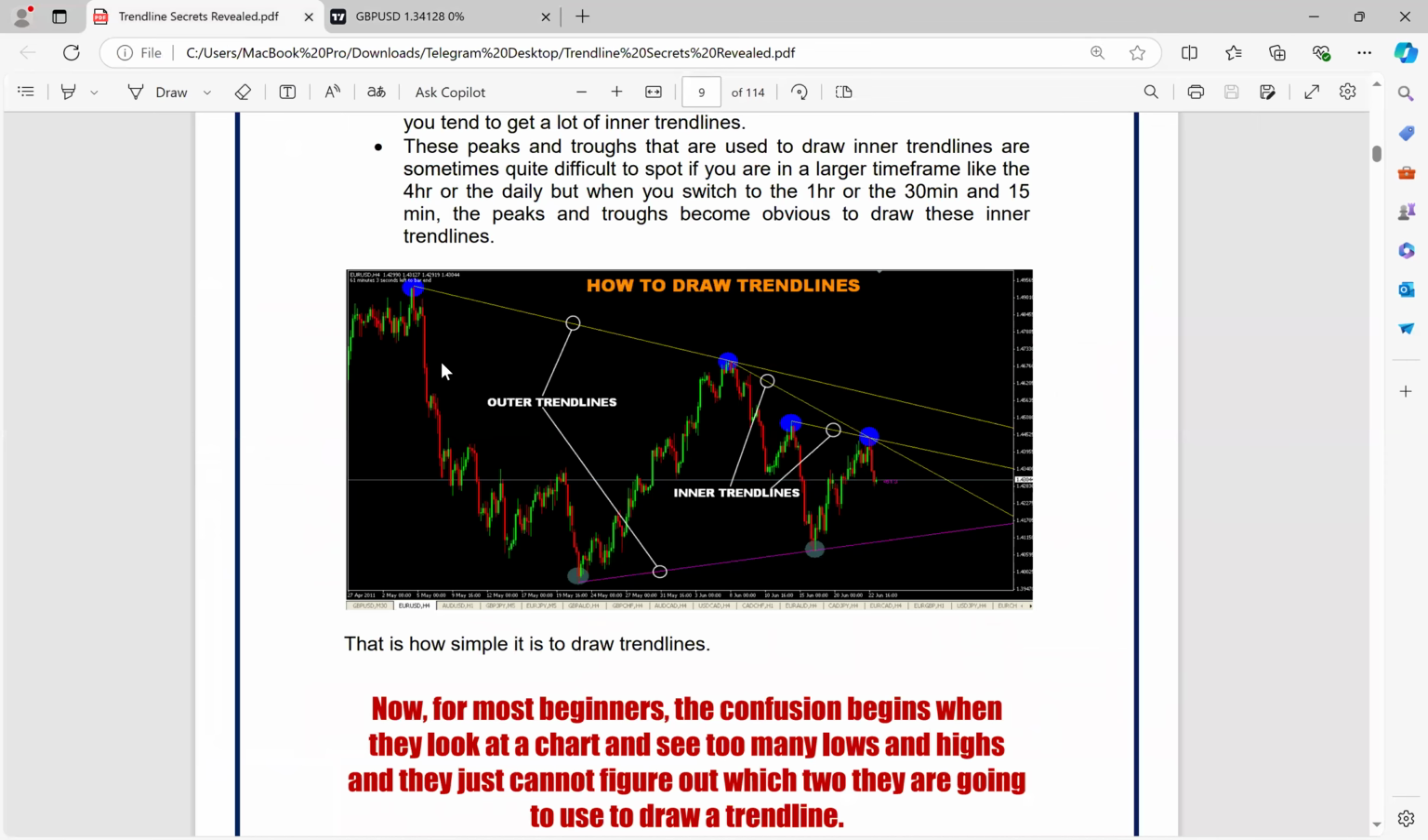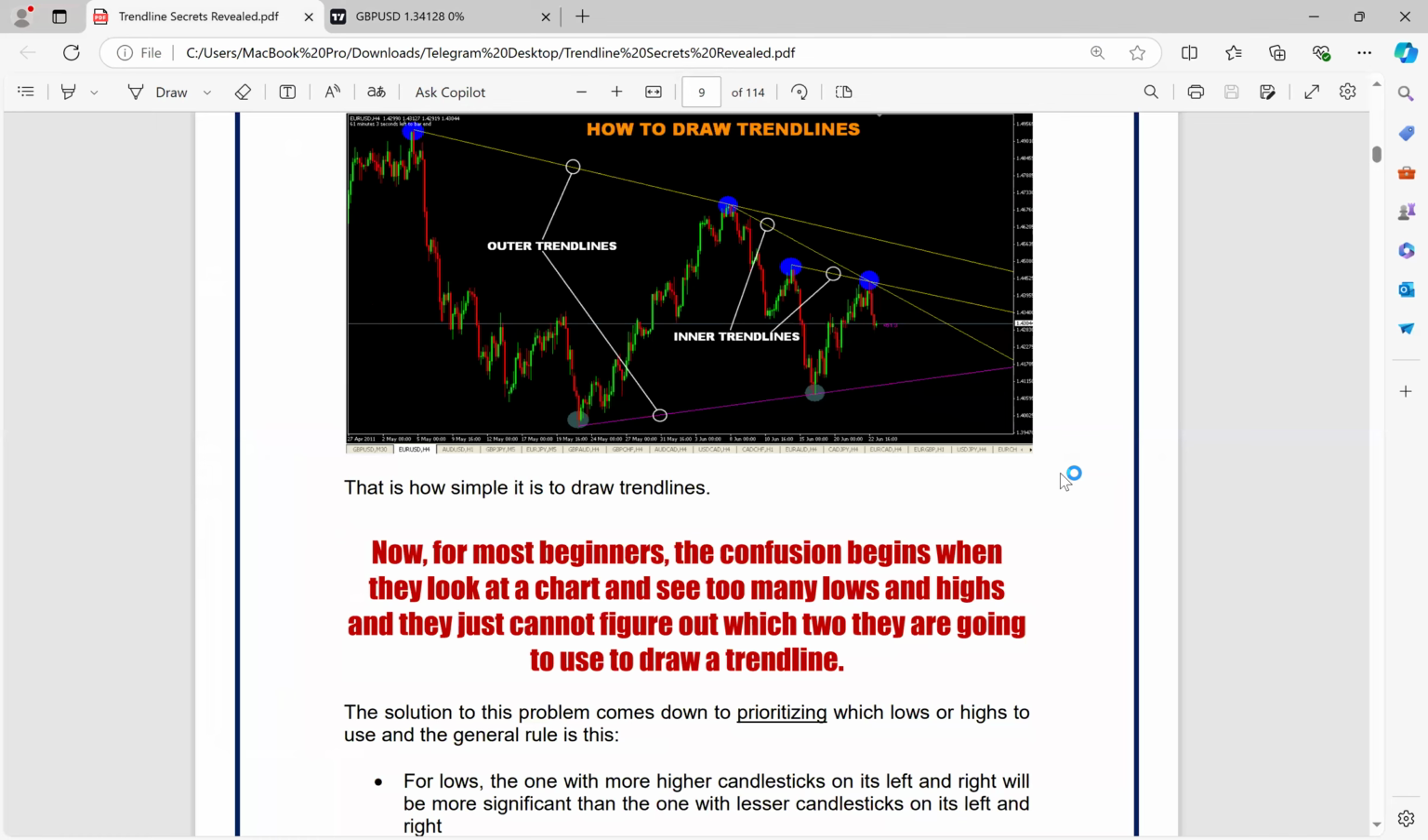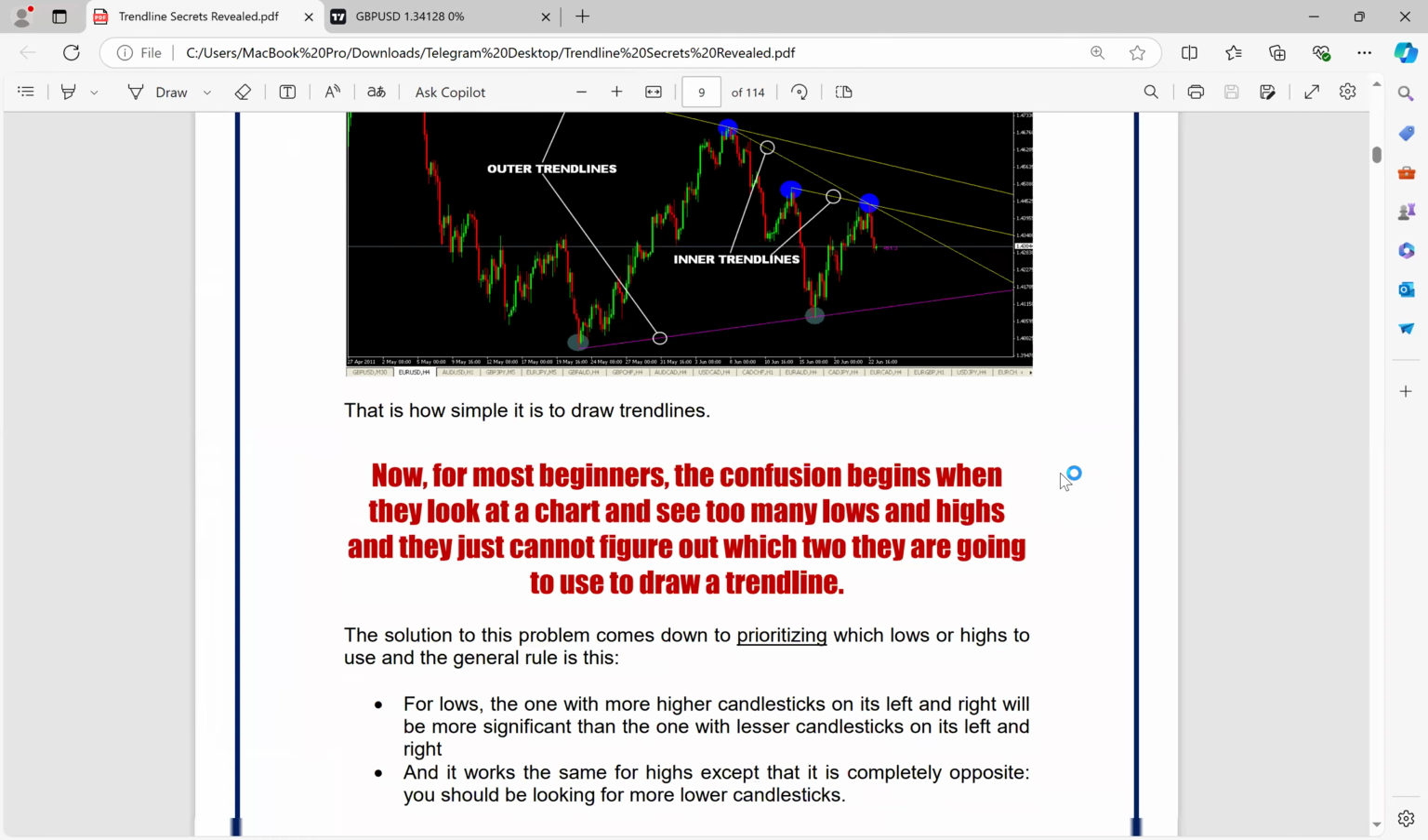So everything I'm explaining to you guys, that's how you draw it on the chart. Now it says this is how simple it is to draw trend lines. Trend lines are very easy to use, like the easiest trading strategy I've come across. That's not complicated. You understand? So now they said the next one.